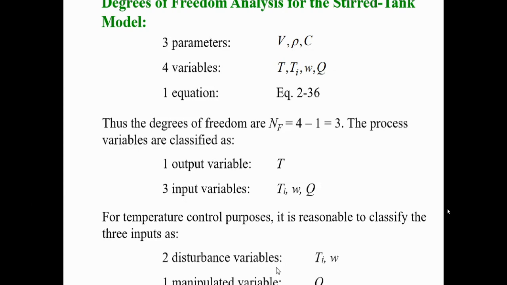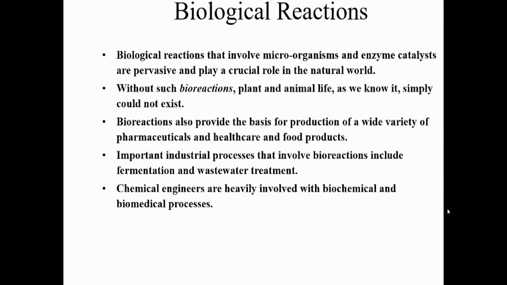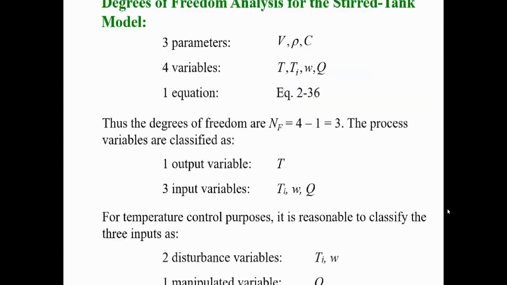Q. And for temperature control purposes, it is reasonable to classify the three inputs as the two disturbance variables Pi and W and the manipulated variable Q. So this is one example.